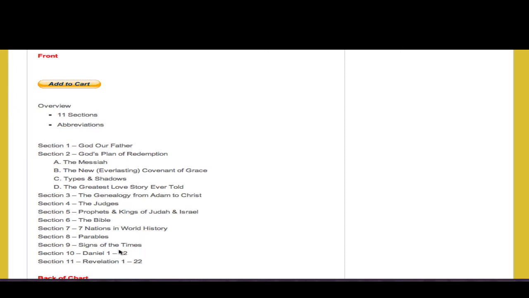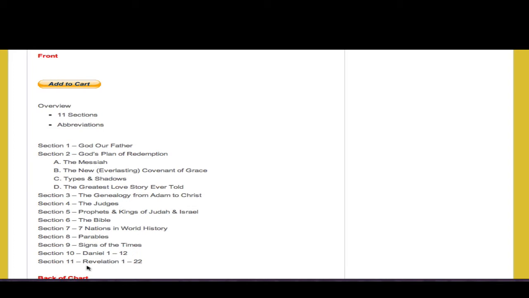John, of course, has the entire book of Revelation, 22 chapters, in fact, for his book on the signs of the times. So the signs of the times will be Matthew 24, Mark 13, and Luke 21. The 10th section on the front is talking about the prophecies of Daniel, chapters 1 through 12. The 11th and final section on the front is about Revelation 1 through 22.